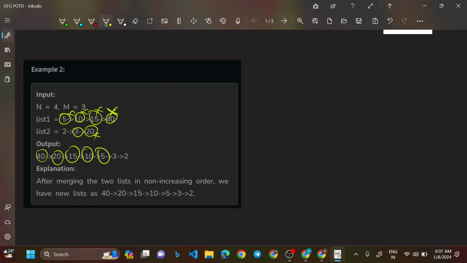Now is there anything left in list 1? No, nothing. List 1 is empty now. So whatever you have in list 2, you'll be putting that here. Okay, so you have 3 and 2, just put that 3 and 2 here.